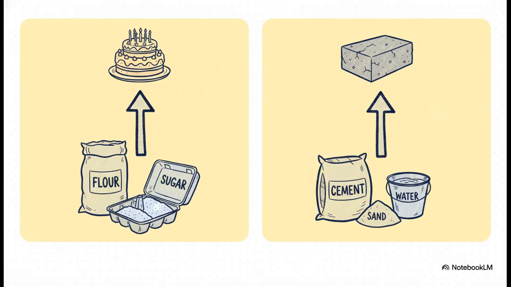See, on the left with the cake, our goal is to predict its fluffiness and taste based on those ingredients. And on the right, with concrete, the goal is exactly the same. We're just using different words. We want to predict its compressive strength, which is just a fancy way of saying how much of a beating it can take based on its ingredients: cement, water, sand, and gravel. At the end of the day, it's just inputs and what you hope to get out.